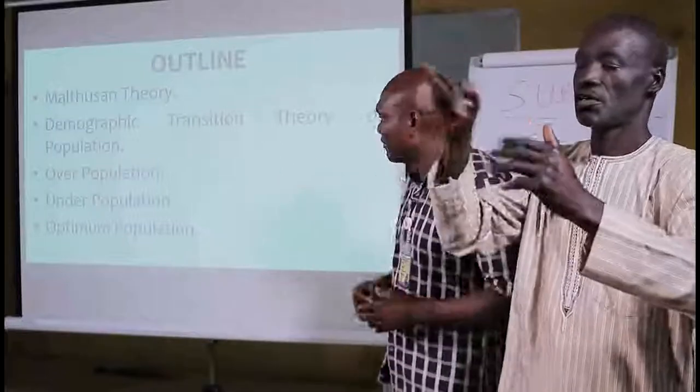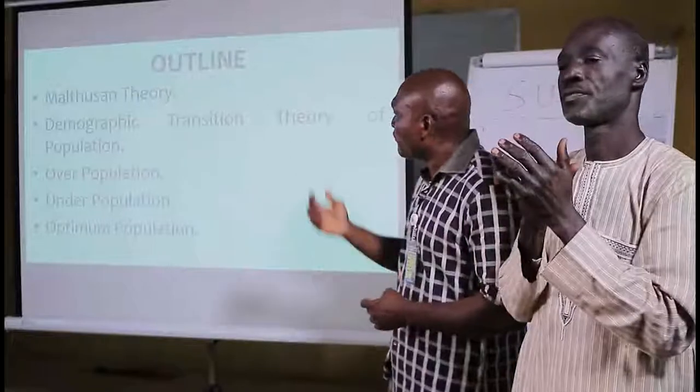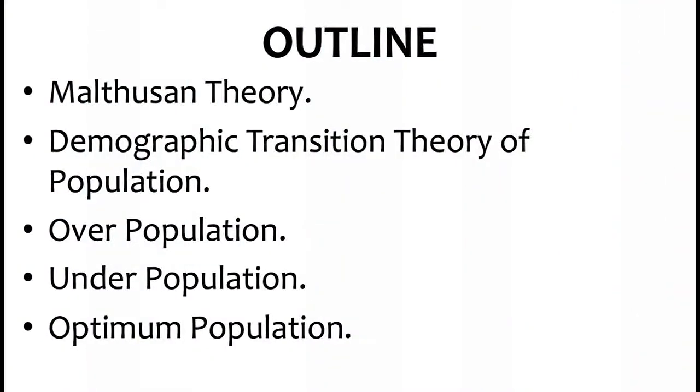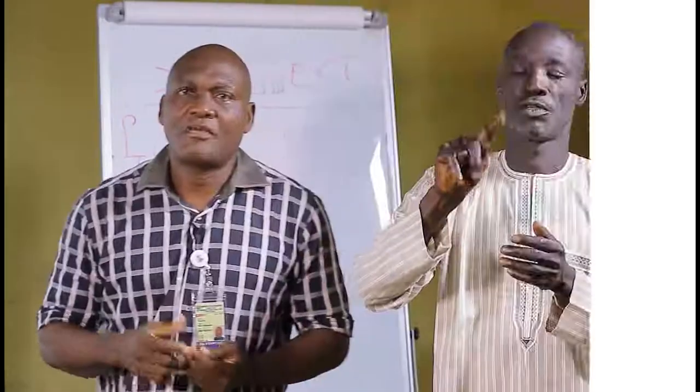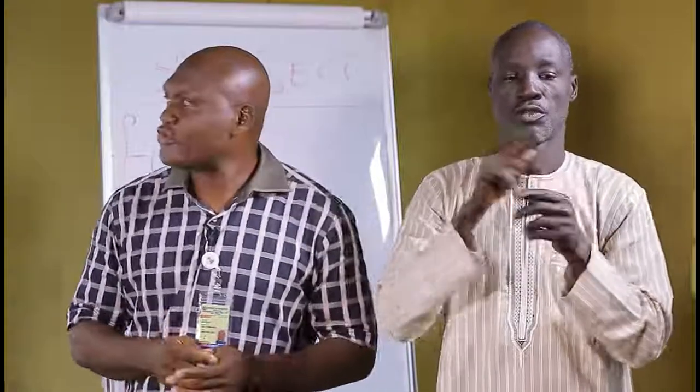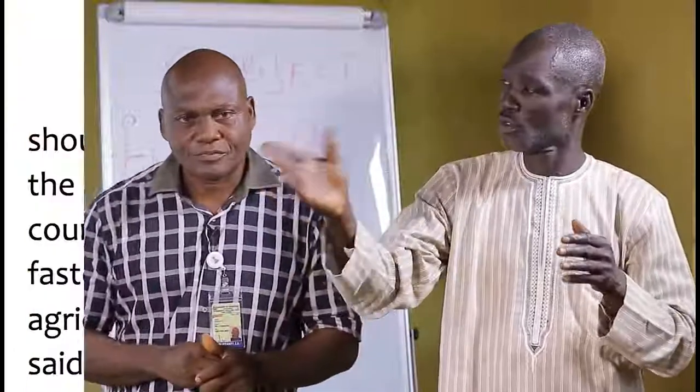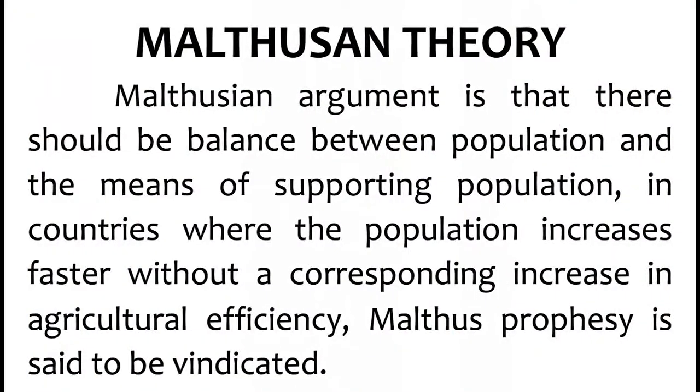Today, we are going to look at the following outlines: Malthus theory of population, that's number one. The second one, demographic transition theory of population. Then we look at overpopulation, underpopulation, and optimum population. Now, let us go to Malthus theory of population. We call it Malthusian theory.